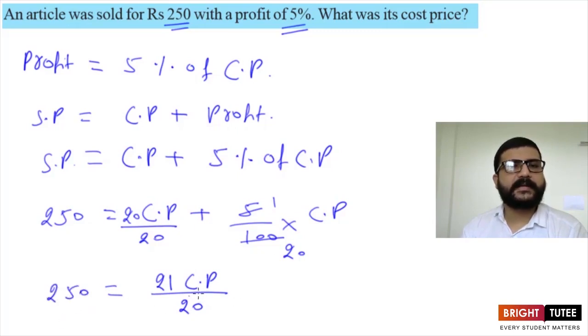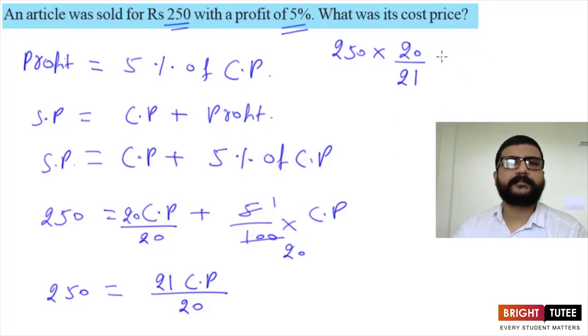Now from here can we find value of CP? Yes, we can do that. Let's transpose this 21 upon 20 on the left side. So this will give us 250 into 20 upon 21. 20 will come with multiplication and 21 will come in division. So this is equal to CP now.